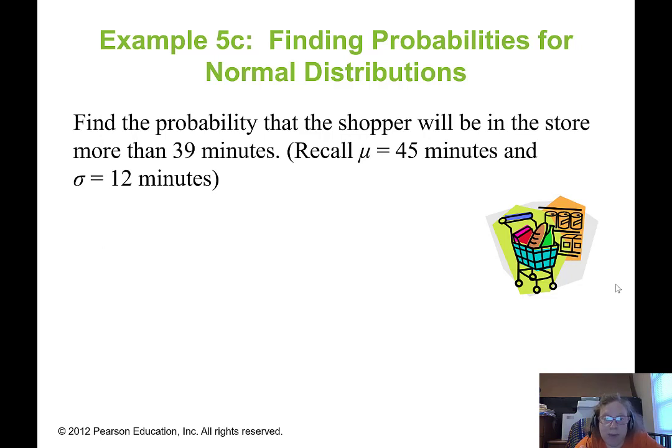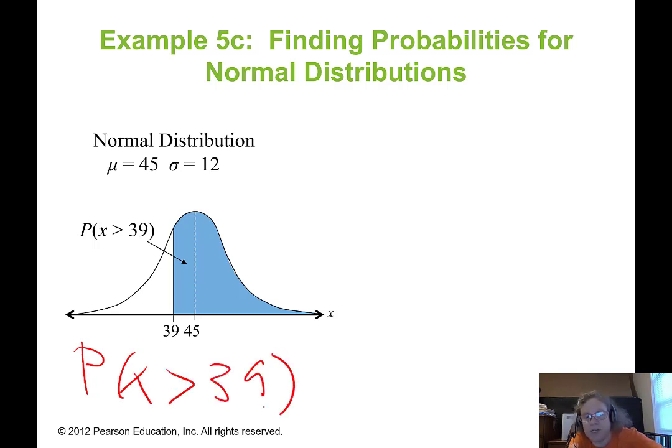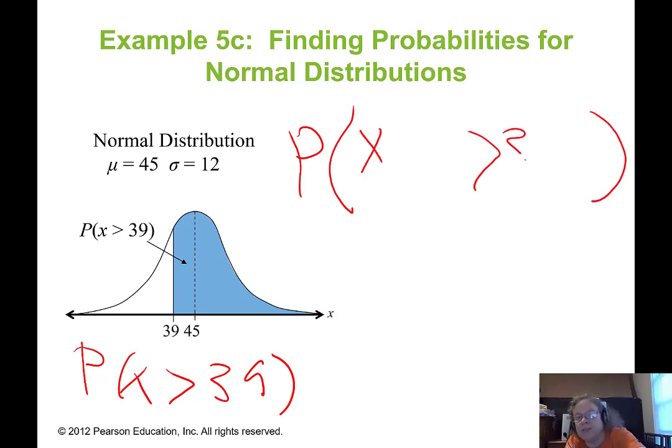Let's try a different probability problem. This time we're finding the probability that the shopper will be in the store for more than 39 minutes, and we're reminded that mu equals 45 and sigma equals 12. This is on slide 12. All right, well, we're going to have to do the same kind of transformation that we did before. So we have probability x is greater than 39. And we want to transform that so that we have a standard normal probability to work with instead. So we know we're going to have to transform that first x into a z. And because we're transforming that x, we also have to transform the 39.